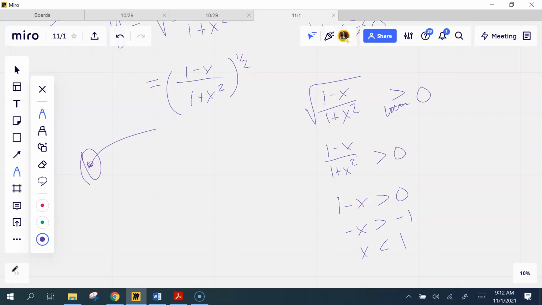We did change the sign. We divided by negative, so we flipped the sign there, yes. So there, I have to stay bigger than negative 1.